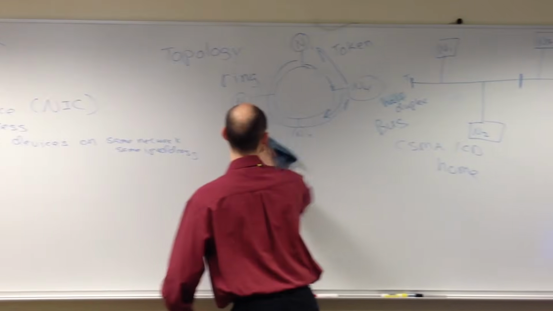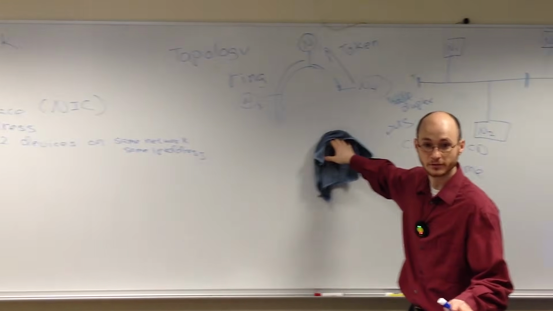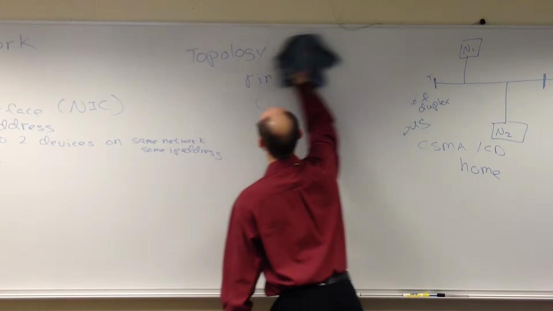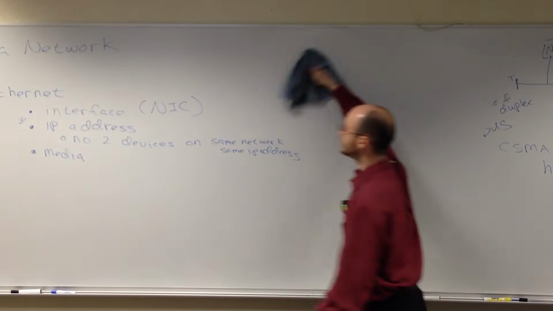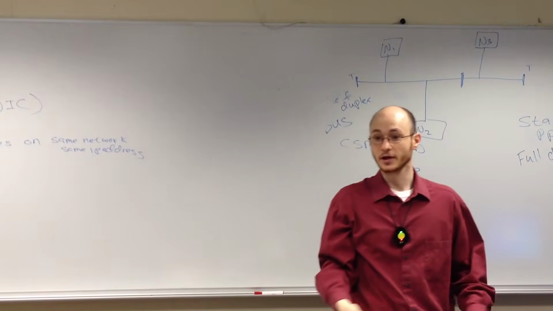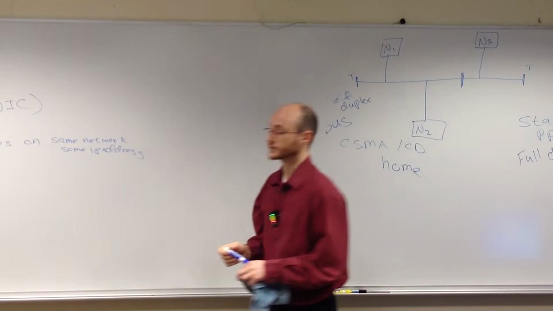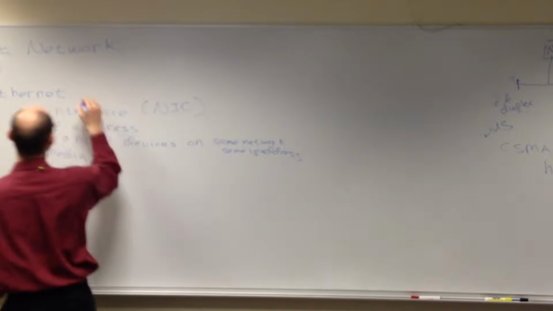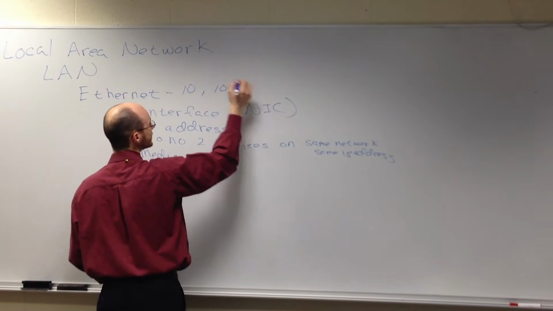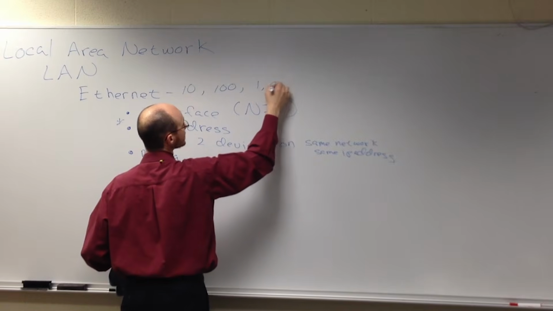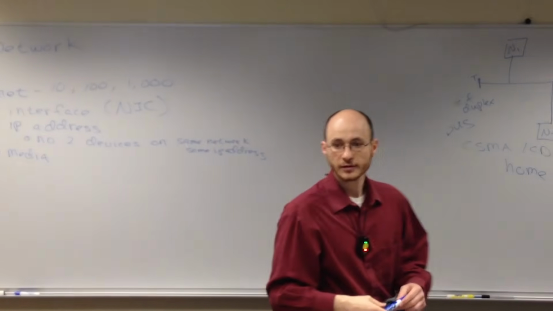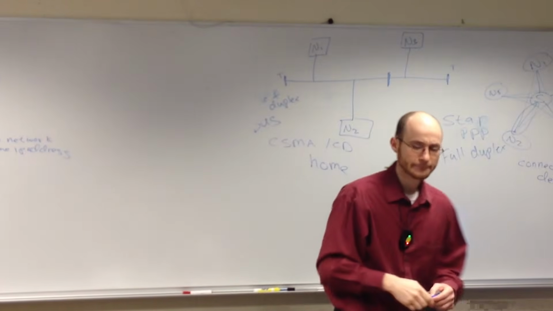So that's why we say you need to have an Ethernet card, you need to have an Ethernet cable, and you need to have an Ethernet switch. They all begin with the word Ethernet, so they should be compliant. And Ethernet comes in many different flavors or speeds. We have 10 base T, 100 base TX, 1,000 base, I believe it's T as well.